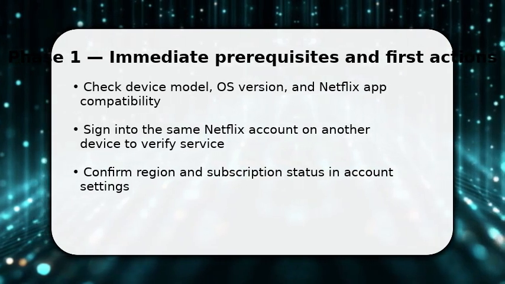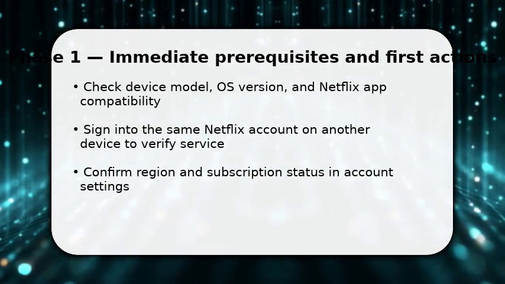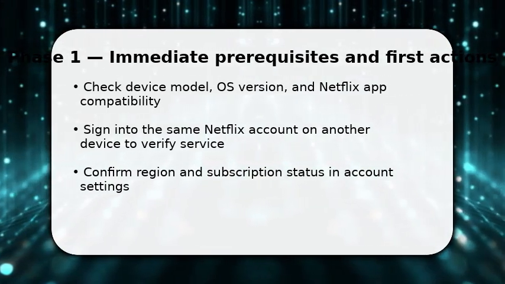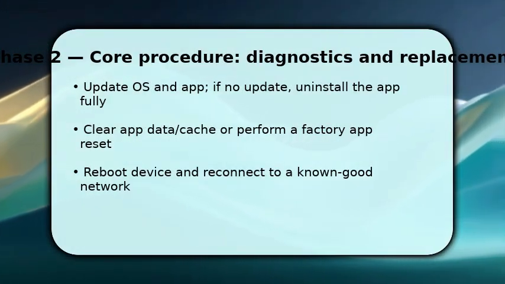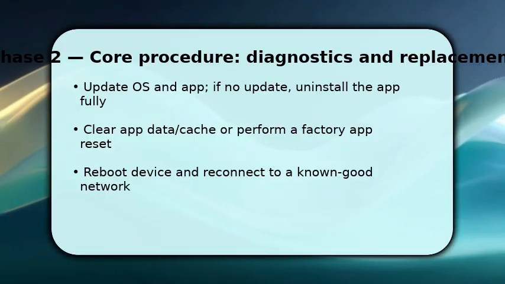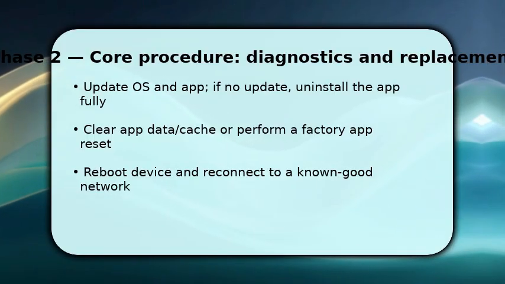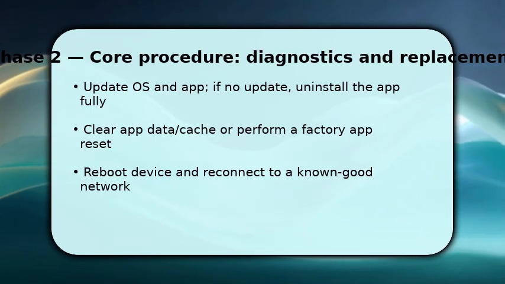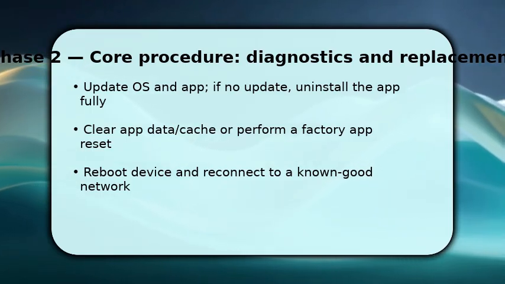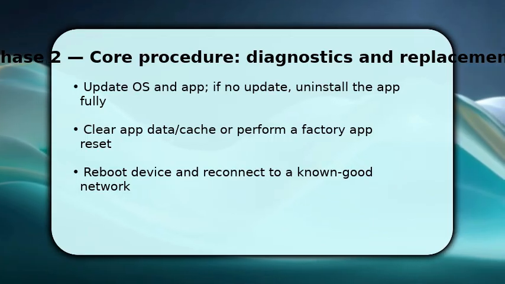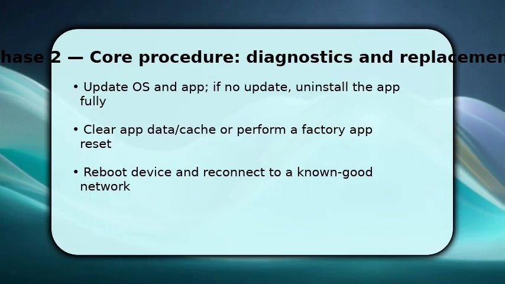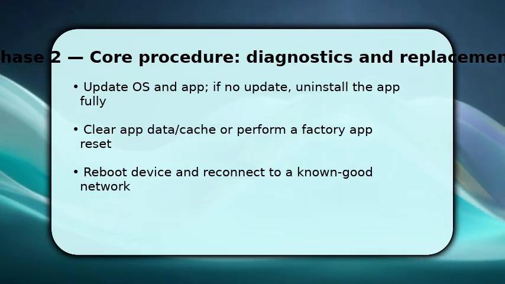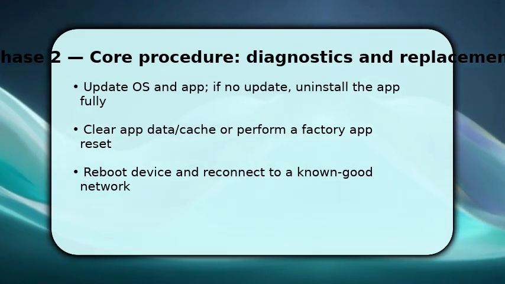Now apply the software fixes that actually restore availability. Update the device OS first, then update or reinstall the Netflix app. If an update isn't offered, uninstall the app completely to remove broken signatures. Clear app data and cache to remove stale tokens. On smart TVs, use the factory app reset option. Reboot the device fully, then reconnect to a reliable network. Use wired or 5 GHz Wi-Fi where possible.